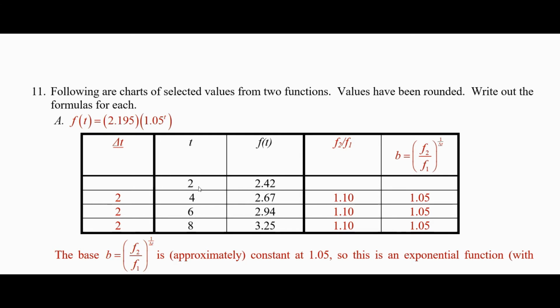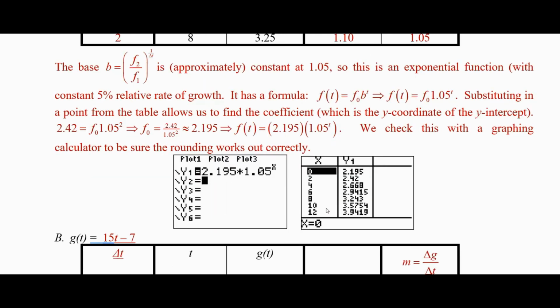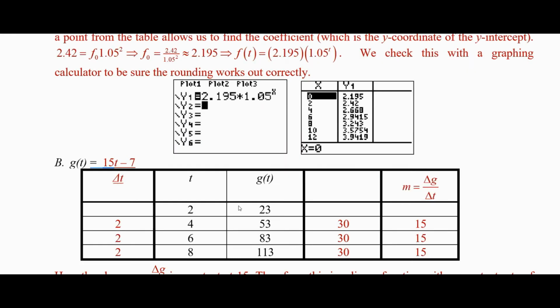And your initial part would be when t is 0, so we would just be going back one more level here. We'd be dividing that by 1.10, and we get about 2.195. Or in other words, solve this equation here by plugging in an x and y and solving for that. And we could check it with a graphing calculator by putting the formula in and looking at the part of the table that we have here, and at least as far as rounding off, it does work out exactly to what we've got up here, at least rounded off to that number of places.